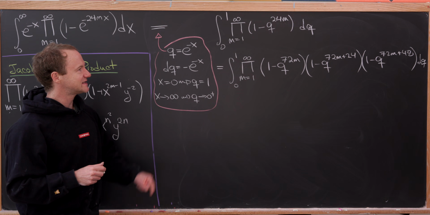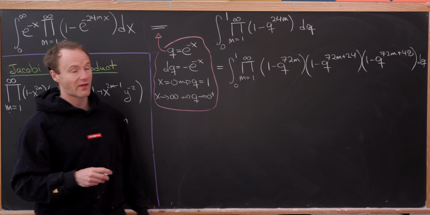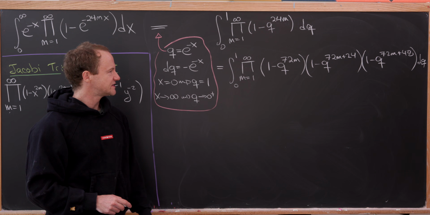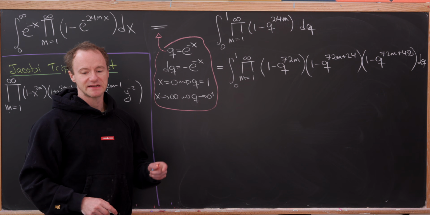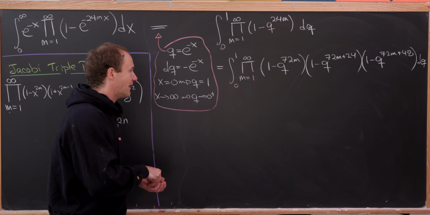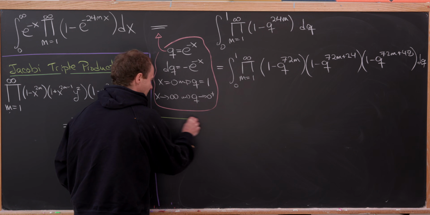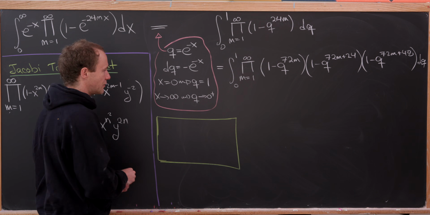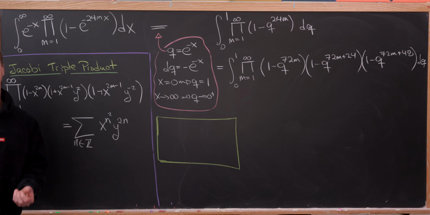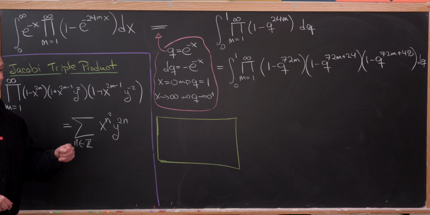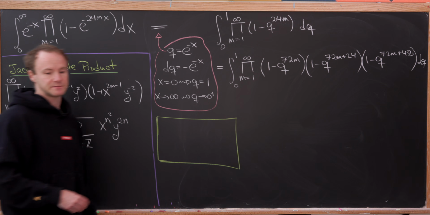But now this is in the format that we could apply our Jacobi triple product identity. We just have to choose a nice substitution for x and y. And that's the trick here. And this is actually related to a special case of the Jacobi triple product identity known as Euler's pentagonal number theorem. That being said, we're not really going to worry about that at the moment. We're just going to stick with this.